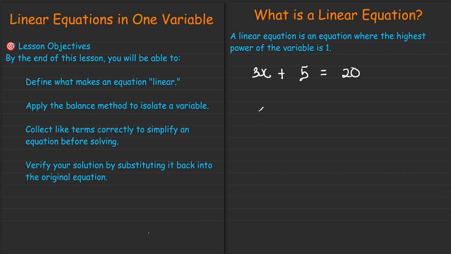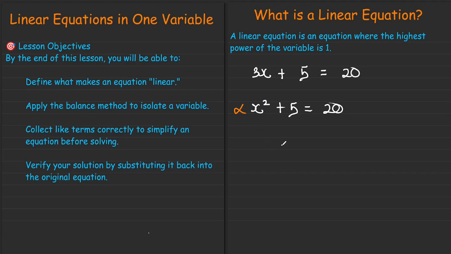So for instance, if you have x squared plus 5 being equal to 20, this is not linear. It is not linear because of the power we have here. You see? So the power of the variable determines whether an equation is linear or not.